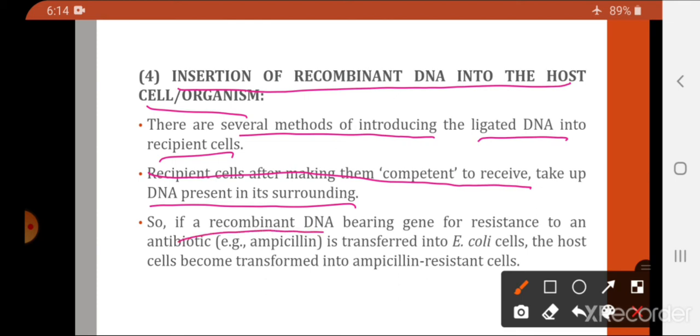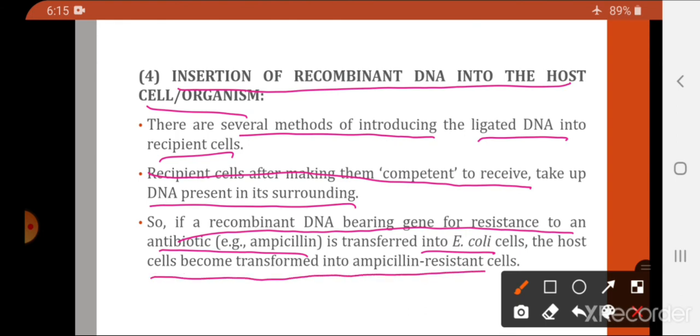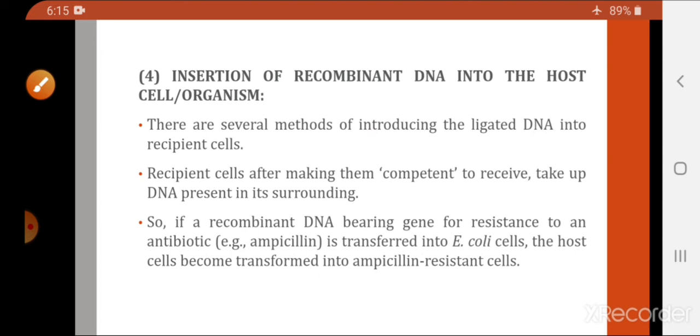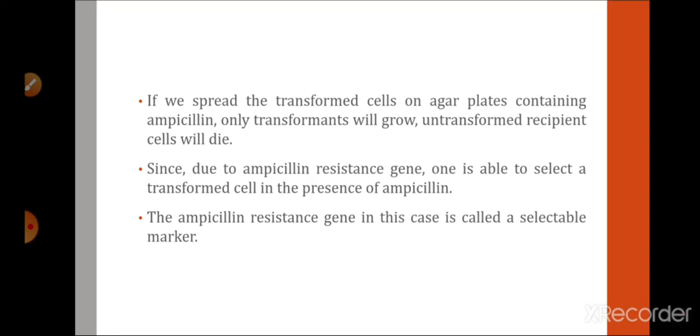So if recombinant DNA bearing the gene for resistance to the antibiotic ampicillin is transferred into E. coli, the host cell becomes transformed into an ampicillin resistant cell. Okay, if there is recombinant DNA that has the ampicillin resistance gene, normal E. coli does not have this gene, but we put in the recombinant DNA which has which gene? The ampicillin resistance gene. So now what will happen? This host E. coli cell will now become resistant to the antibiotic ampicillin, and yes, then we can say that transformation has happened.